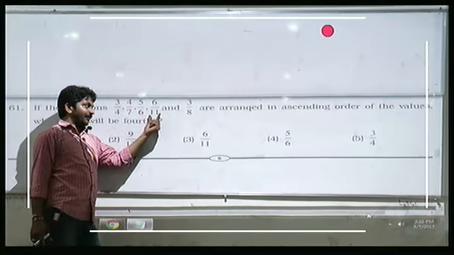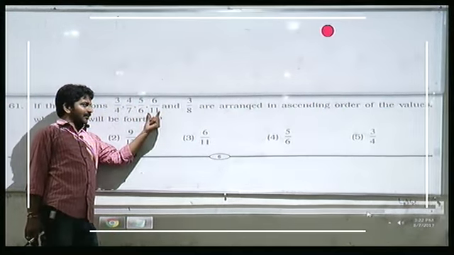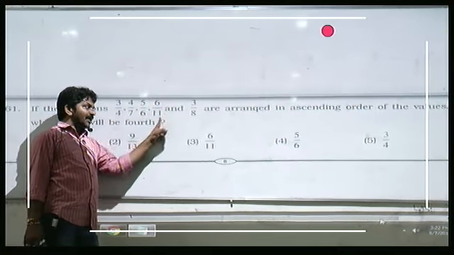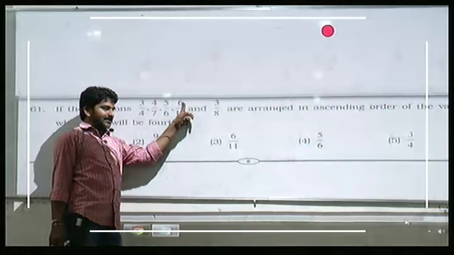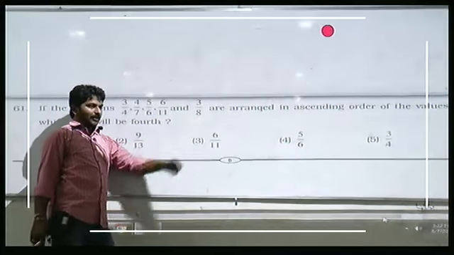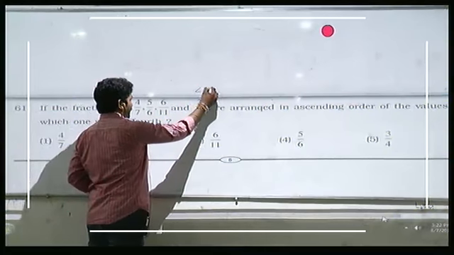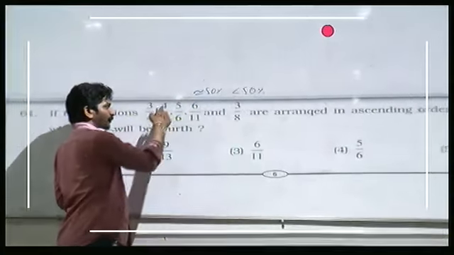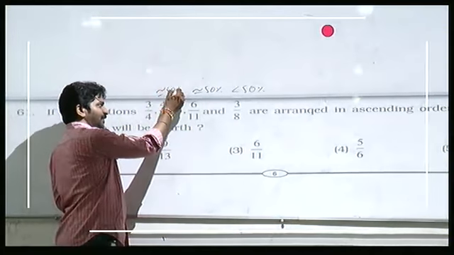Let's try to calculate 50% of denominator. 5.5. This is just more than 5.5. So this value is also near about 50%. 3 by 8. This is less than 50%? Yes or no? So this is less than 50%. This is near about 50%. 4 by 7 is also near about 50%.